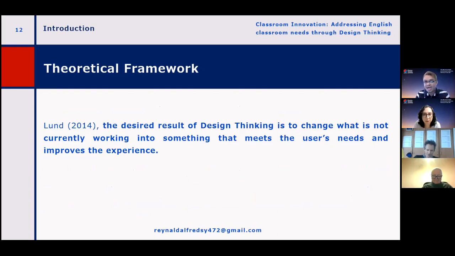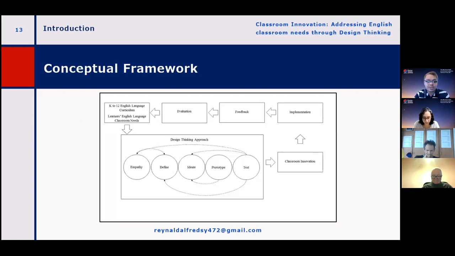In this case, the needs of the learners were identified from their perspective of the kind of English language classroom that they have. And so using design thinking and aligning it with the pragmatic point of view, we would have to improve this. We would have to have a change in terms of what we are currently doing. So this is the conceptual framework.